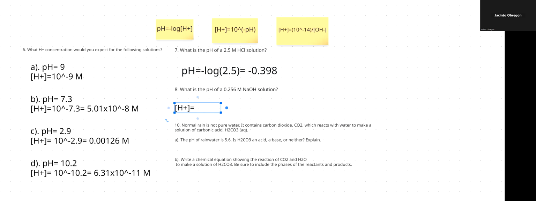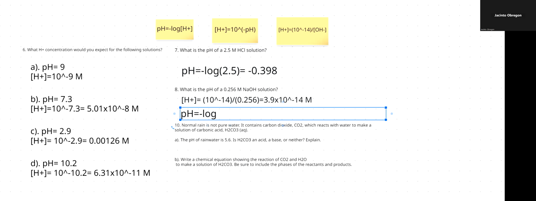So from the equation above, we know 10 to the negative 14 divided by our hydroxide anion concentration, which is 0.256. That should give us about 3.9 times 10 to the negative 14 molar of hydrogen cation in solution. We're not quite done yet. We need to take that number we just solved for, and now we can plug it into our pH equation. So pH equals the negative log of 3.9 times 10 to the negative 14. When you plug that in, you get a 13.4. So that's extremely basic. It's a very strong base.